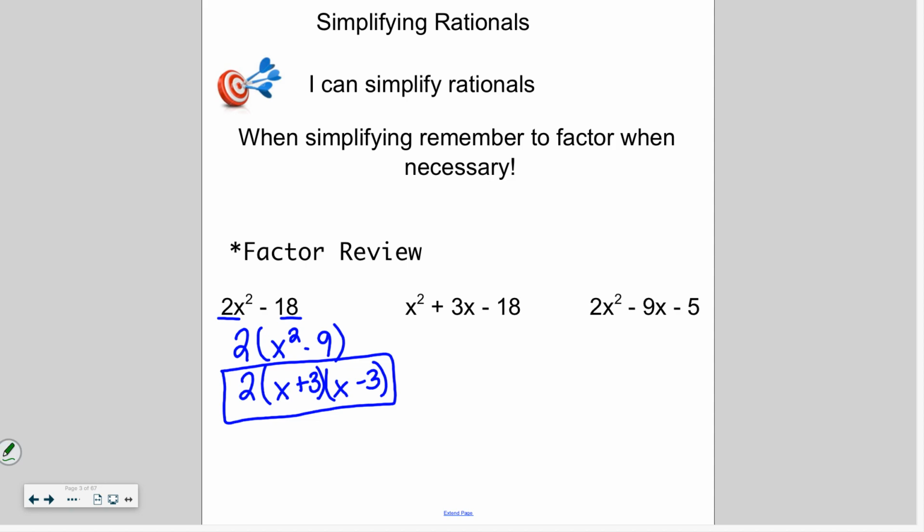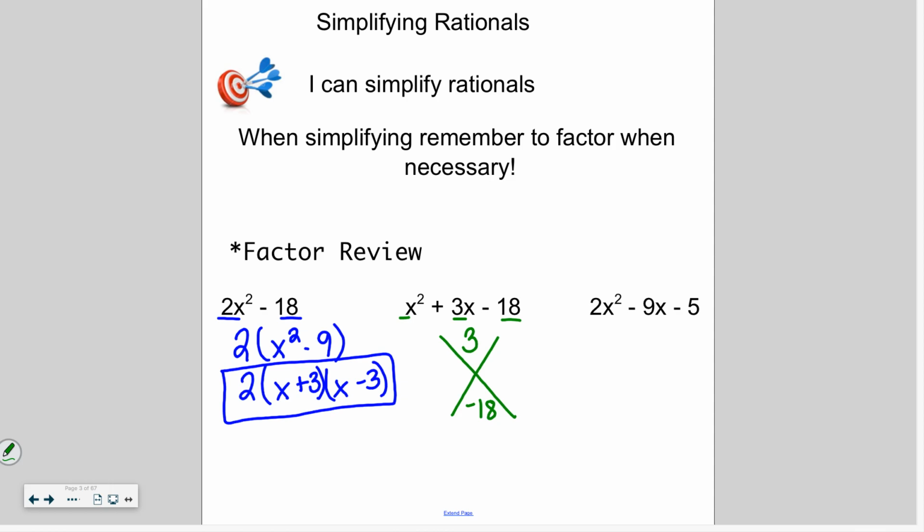We have 3 terms. So when we have 3 terms, we're going to go to the x method. Always look for a GCF first. We have a 1, 3, 18. We do not have anything that will go into all 3 of those. So let's go ahead and do the x method. I need to multiply to get negative 18, add to get 3.